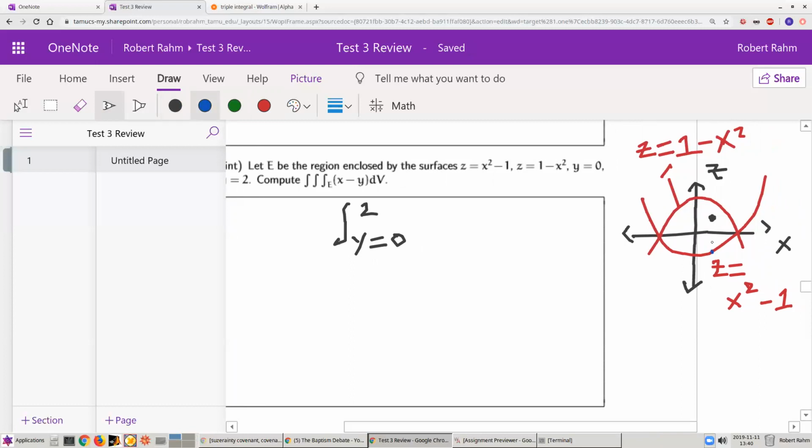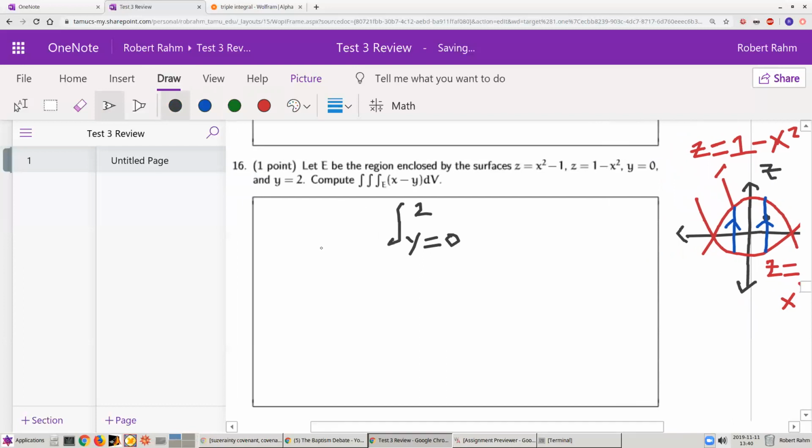For every fixed value of x, we're going to go between these two parabolas. So we're going to go from z equals x squared minus 1 up to z equals 1 minus x squared. So this will be z equals x squared minus 1 to z equals 1 minus x squared.